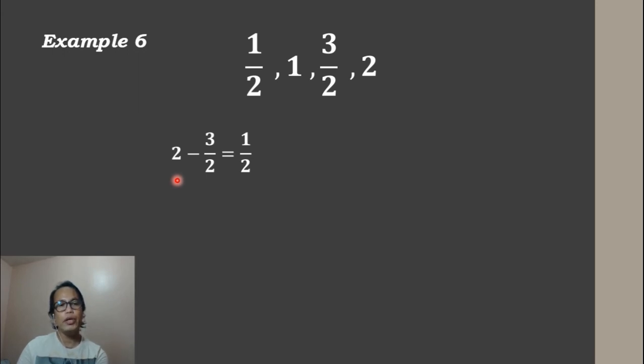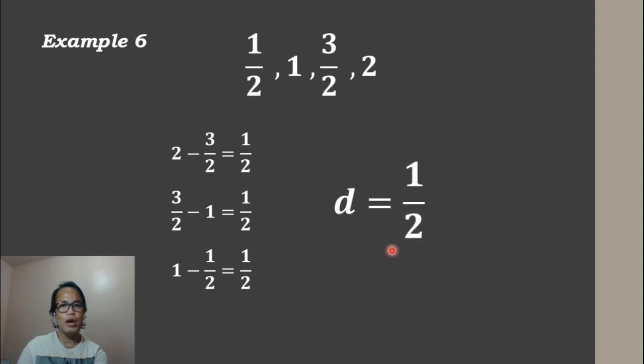I will not be showing you here how to find the LCD because it is assumed that you already know how to find the LCD. So I will just go directly to subtraction. 2 minus 3 over 2 is equal to 1 half. Then we proceed. 3 over 2 minus 1 is also 1 half. 1 minus 1 half is of course 1 half. So our constant number is 1 half. Therefore, our common difference is 1 half.